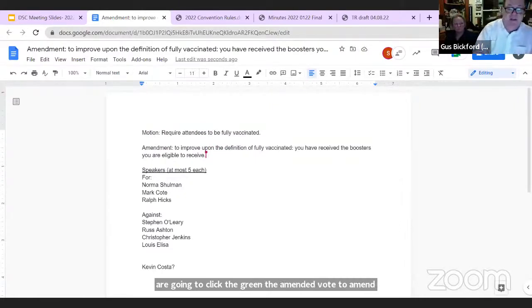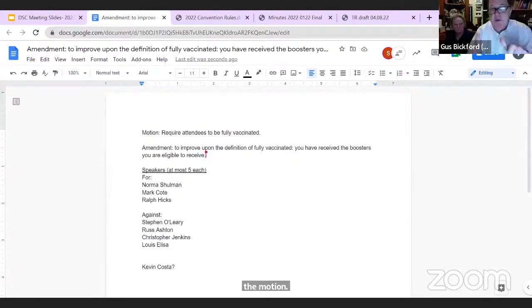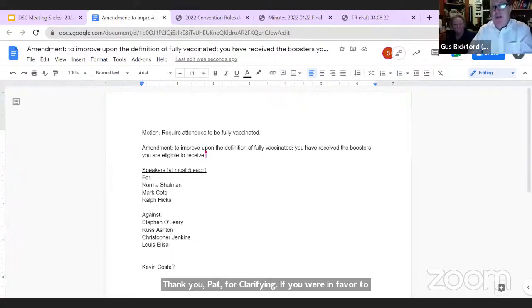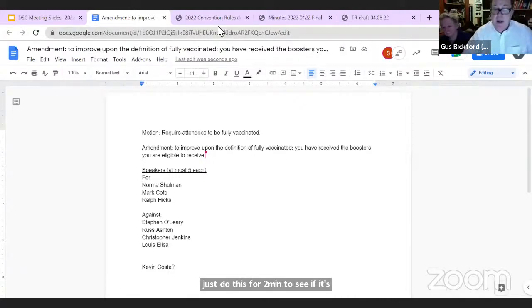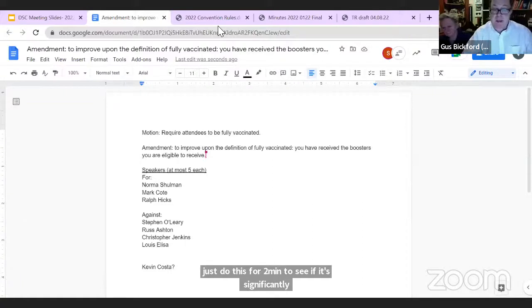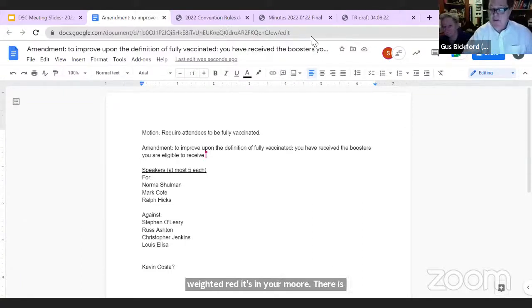Thank you, Pat, for clarifying. If you are in favor to amend the motion, you are going to click the green. If you are against it, you're going to click red. We're going to just do this for 2 minutes to see if it's significantly weighted. These things don't stay that long. So there is a polling function. There you go. It's on the bottom there. It's in reactions.